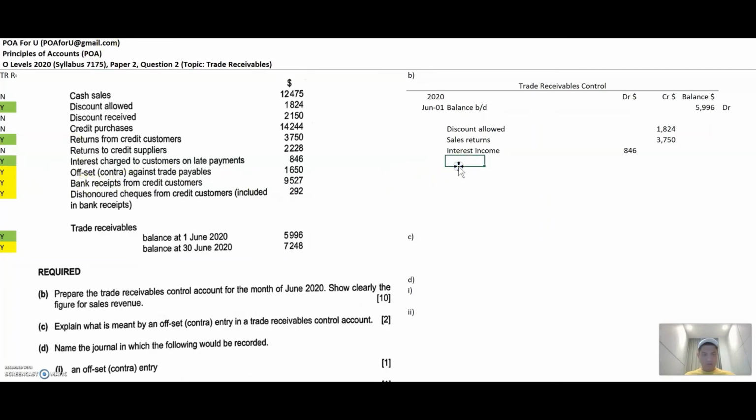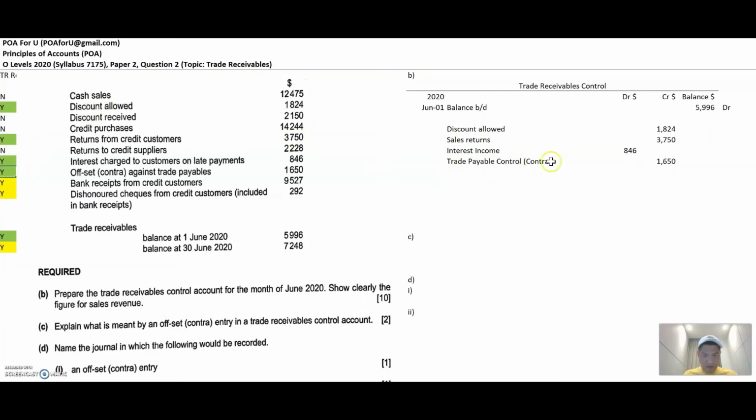So offset contra is when your customers owe you something and you owe your customer something because maybe you bought something from them. So you decided that instead of having cash transfer to each other, you just offset the two balances, right? So it's going to be debit trade payables contra, trade payables control account, and credit trade receivables. That's the double entry. So I'm going to reflect this here like that. I'm going to take this out.